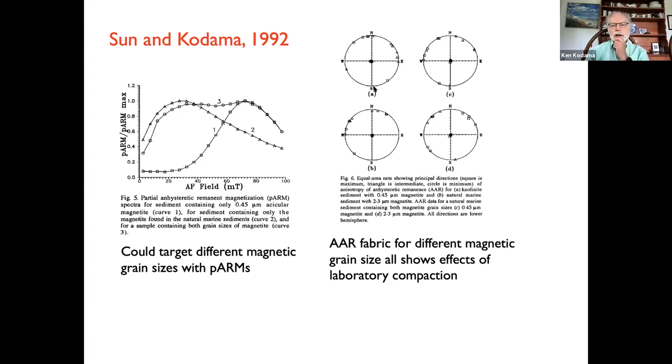Over here on the right, we have the AAR. I just stick to three letters. This is what everybody else calls AARM, the anisotropy of anhysteretic remanence. And what we see are compaction fabrics for each of these sediments, either the artificial acicular magnetite fabric or the natural marine sediments. It's hard to see, but we have minimum axes perpendicular to the bedding plane and intermediate and maximum axes lying in the bedding plane. So we see in these laboratory experiments strong indication of what we would call a compaction fabric.